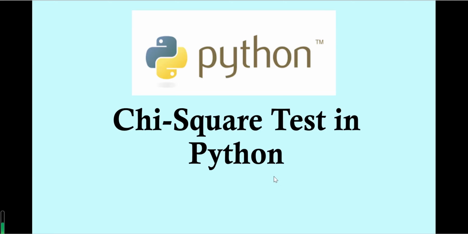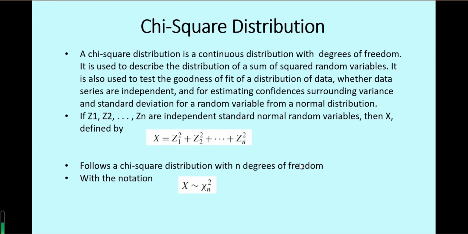We will show how to conduct chi-square test in Python. We will first briefly introduce chi-square distribution. So chi-square distribution is a continuous distribution with degrees of freedom. It is used to describe the distribution of a sum of squared random variables. That's why the name of the distribution has a square.